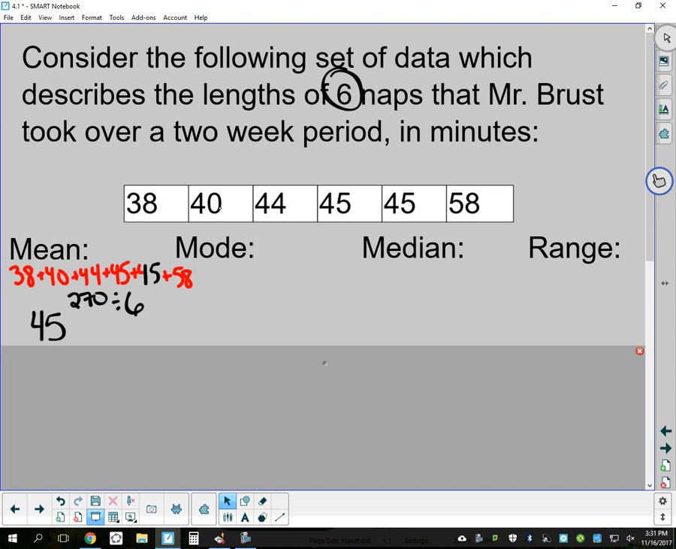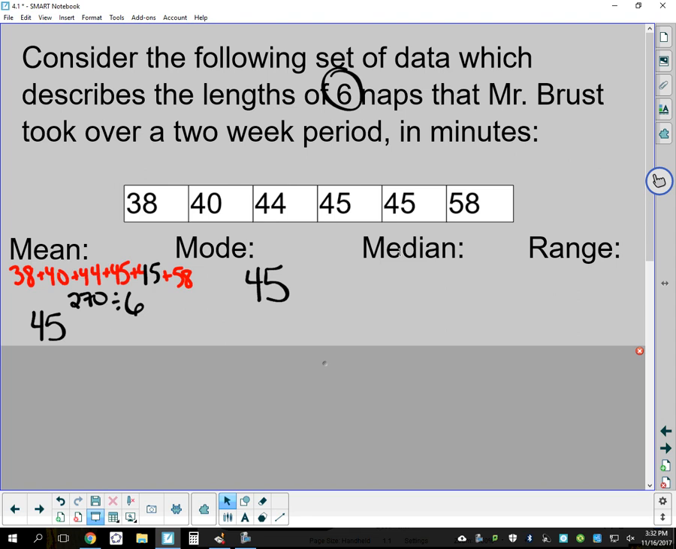So we have 38 once, 40 once, 44 once, 45 twice, and 58. So the number that's in our list the most is, of course, 45. Median, you want to put your numbers in order, whether it's least to greatest or greatest to least.